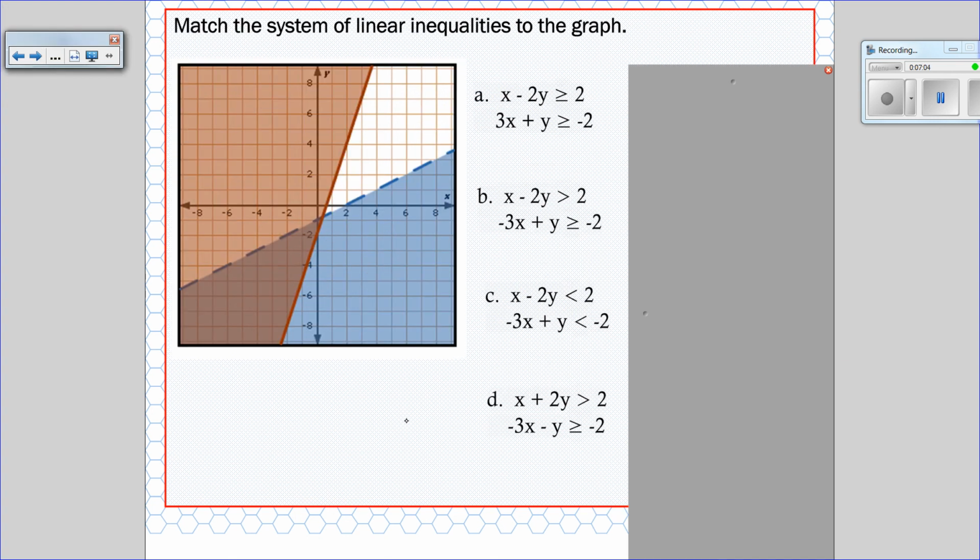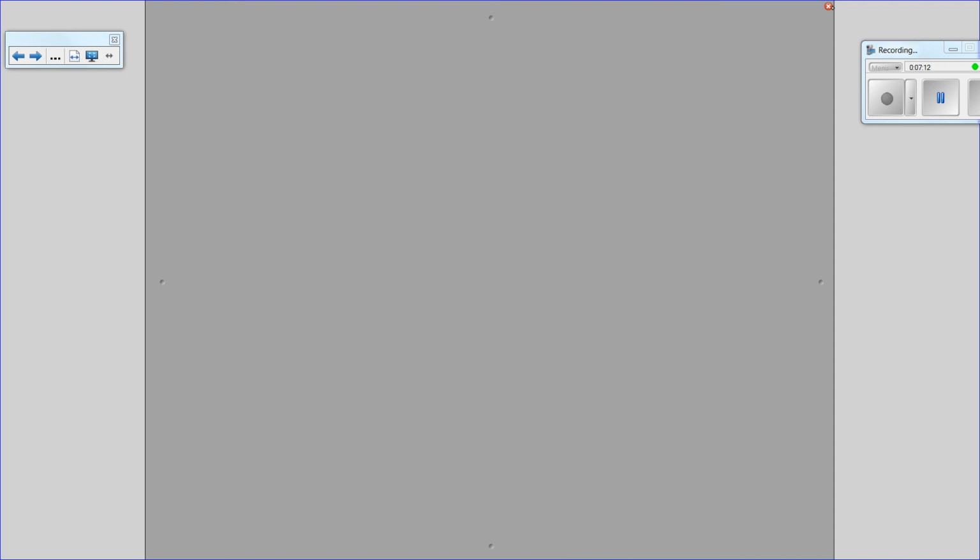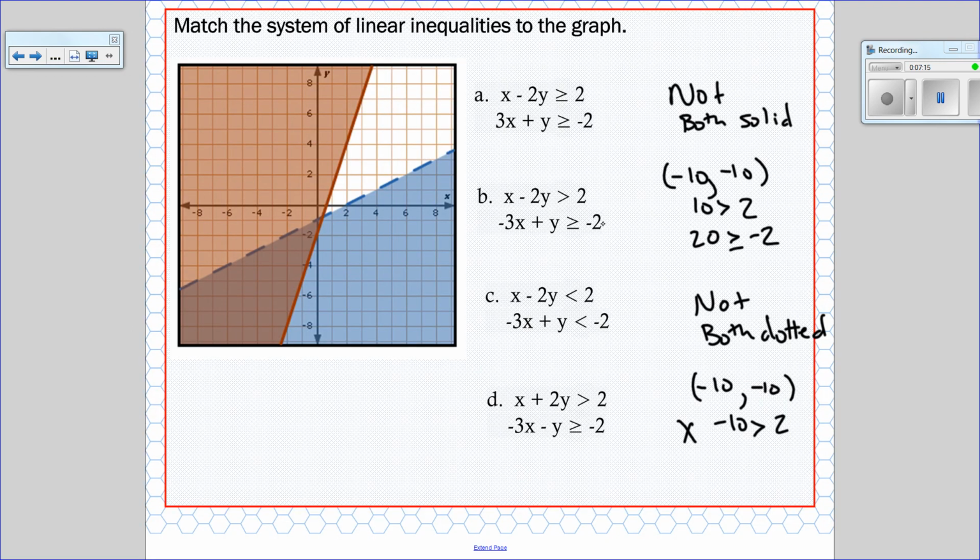Here's another one. Pause the video and try and answer it. Okay, the correct answer here is B. If you get a question like this, pay attention to solid versus dotted, and then use a test point that's relatively easy for you to plug in. I picked negative 10, negative 10, which would be down here, because I thought that would be really easy to plug in. I like the number negative 10. Okay, hope that helped.